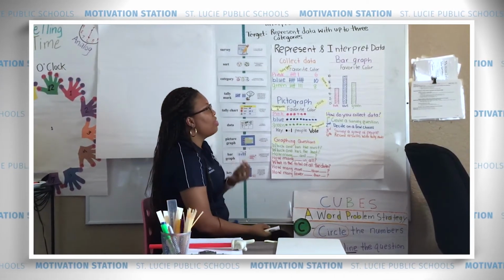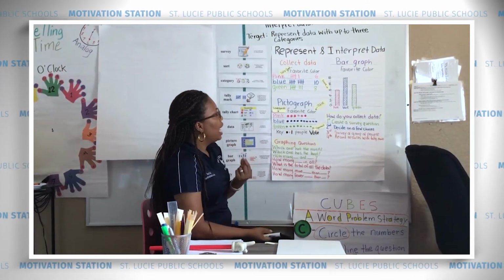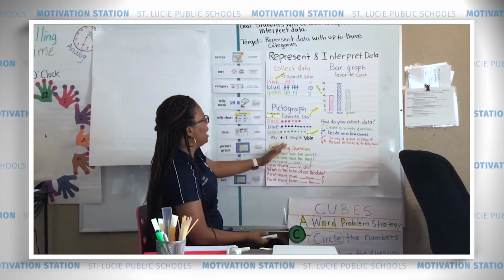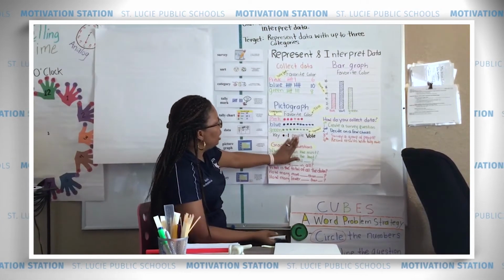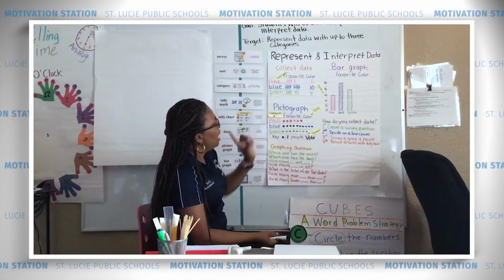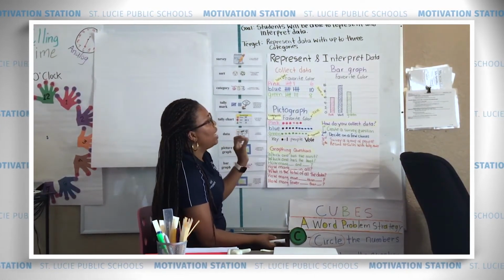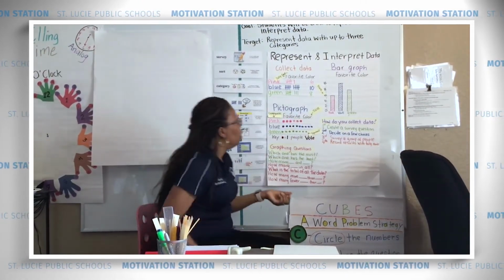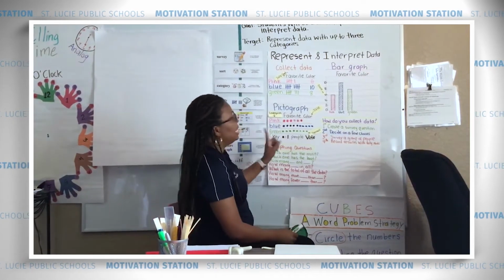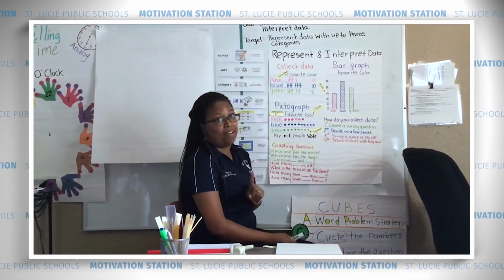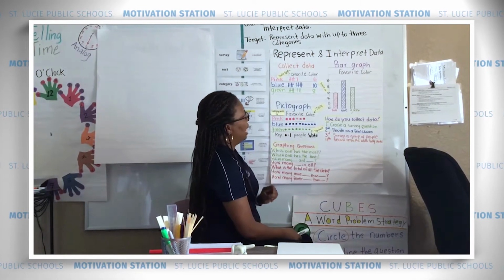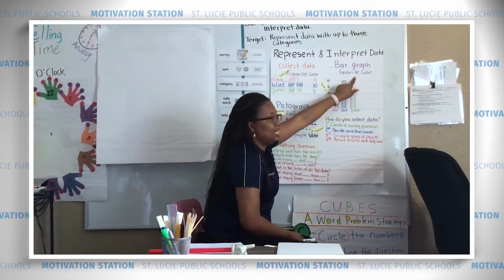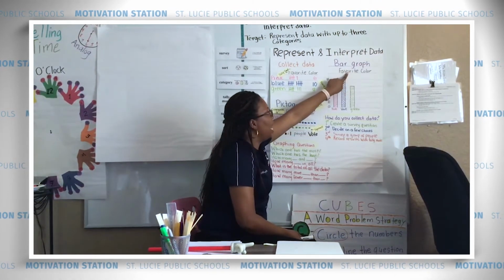And another type of graph is a bar graph. So a bar graph is when I take the same information and I'm going to transfer it using rectangular bars. So on my bar graph, I still have categories, I still have a title, and I have a scale. So over here, there's my favorite color. That's the name of my graph, that's my title.